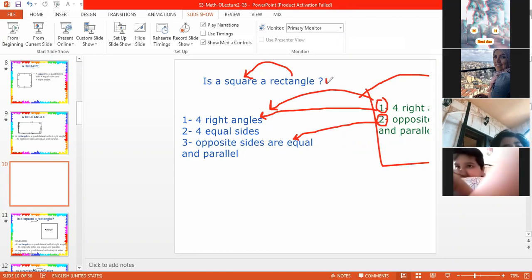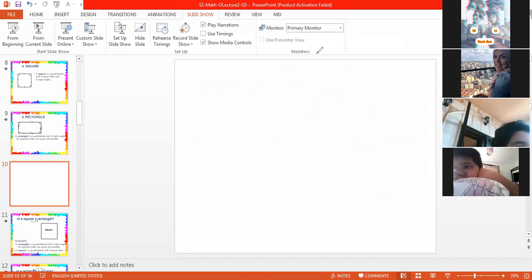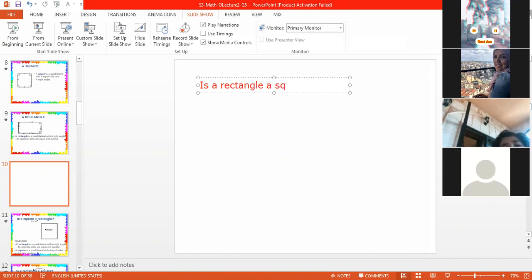Yes. So the square is a rectangle, but a rectangle can't be a square. Let us ask the question in a different way. Is a rectangle a square? That's the question.